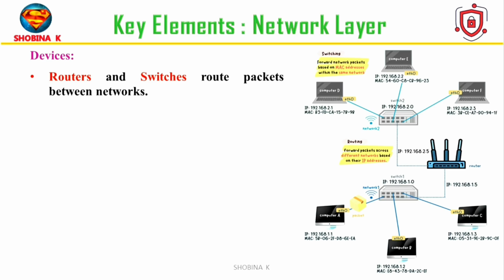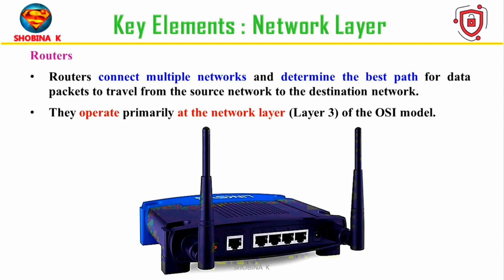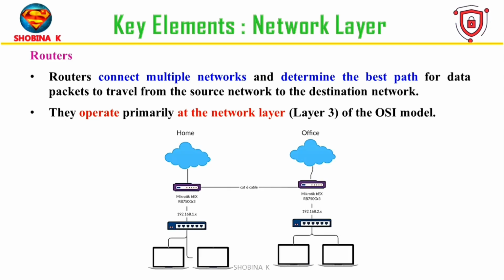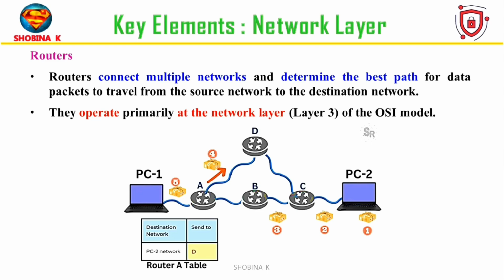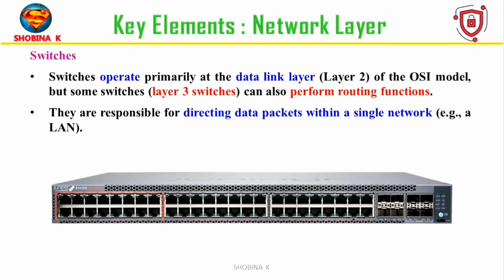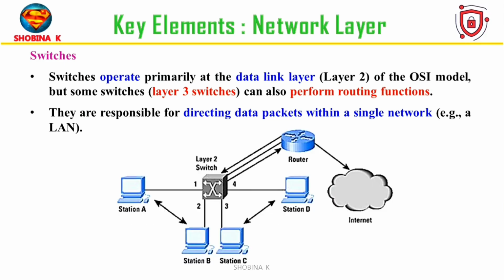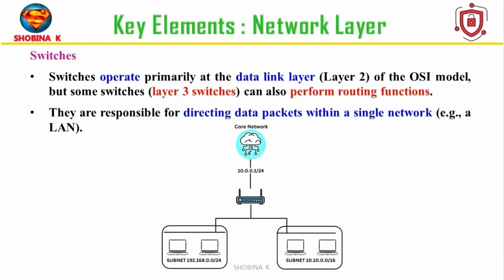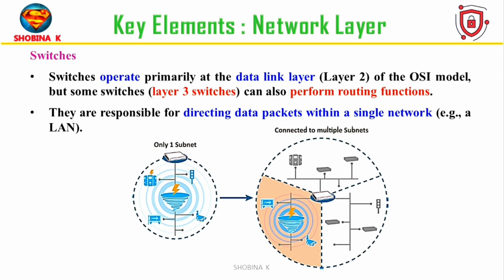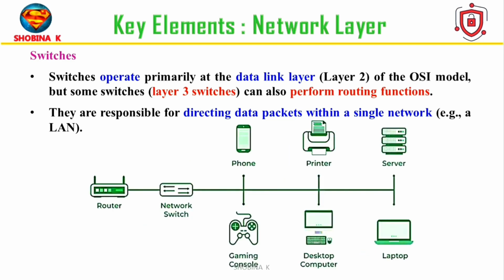Routers and switches are critical devices in the network layer. Each serves distinct roles in managing and directing data traffic. Routers connect different networks and choose the best path for data to travel from one network to another. They work mainly at the network layer of the OSI model. Next, switches. They work mainly at the data link layer of the OSI model. They direct data within a single network like a LAN. Some layer 3 switches can also perform basic routing.